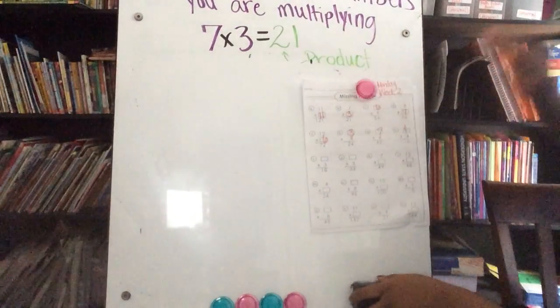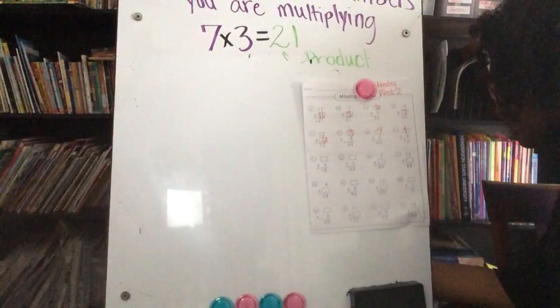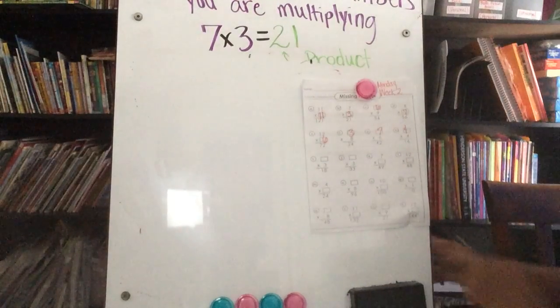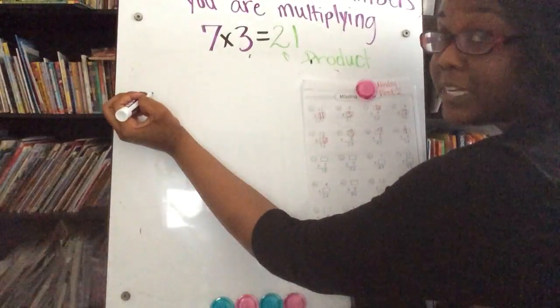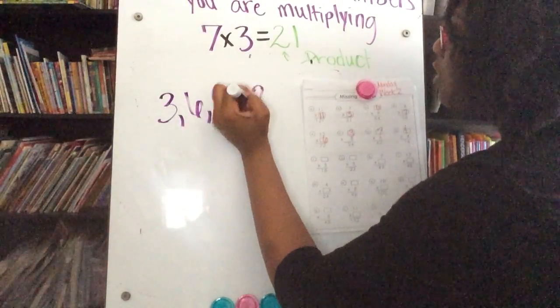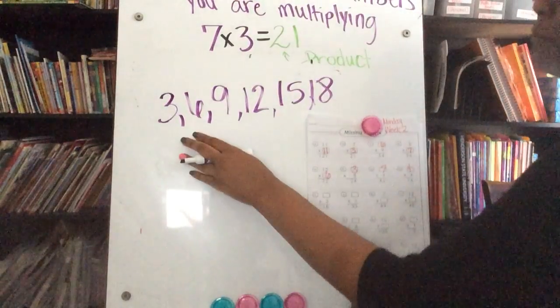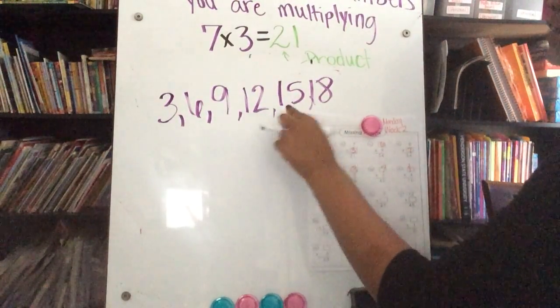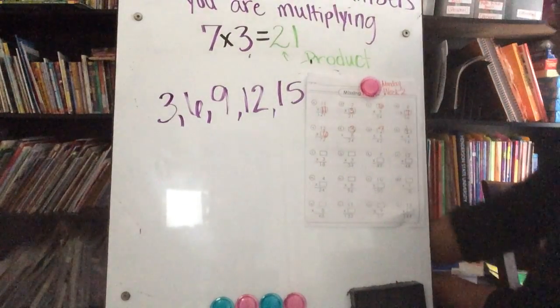Okay. On this next one, something multiplied by 3 equals 18. All right. We're going to count by 3s. 3, 6, 9, 12, 15, 18. And I'm going to count how many I used. 1, 2, 3, 4, 5, 6. 6 multiplied by 3 is 18.